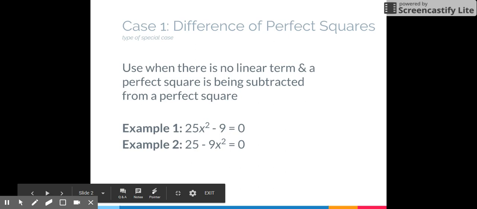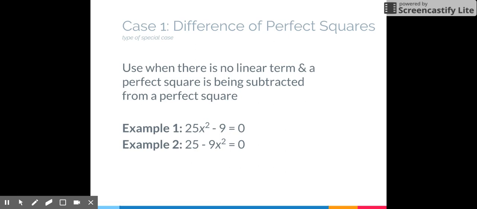So let's take a look at the difference of perfect squares. We use this method when there is no linear term for your quadratic, and it's a perfect square being subtracted from a perfect square. So for instance, we have 25x squared minus 9. 25x squared is a perfect square because 5x times 5x will give you 25x squared. And then 9 is also a perfect square because 3 times 3 gives you 9.